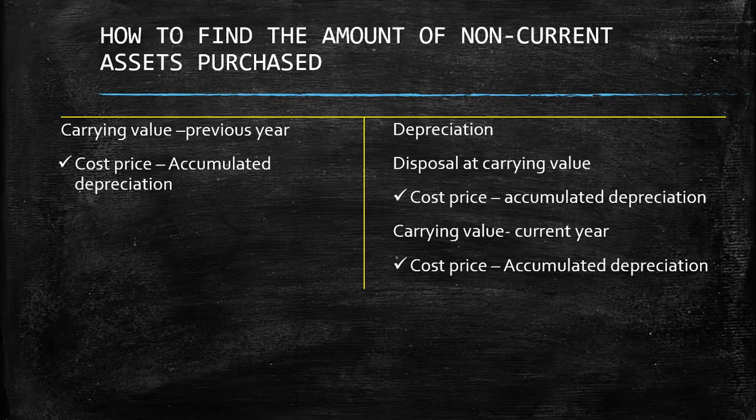The carrying value is calculated the same way as the carrying value of the current year. You take the cost price, you minus the accumulated depreciation. And then from there, you add all amounts on your right hand side, on your credit side, and then you minus the carrying value of the previous year, the amount on the debit side, on your left hand side. The difference will go to the non-current assets purchased.